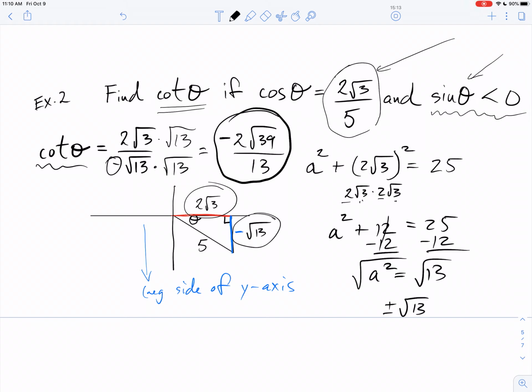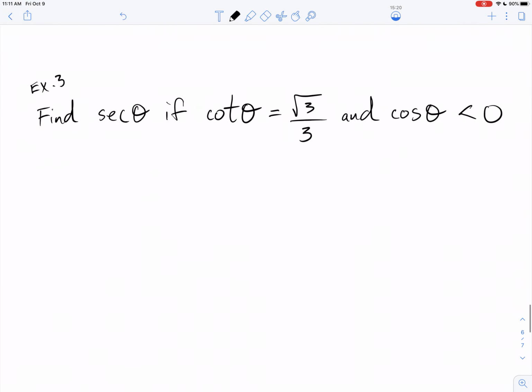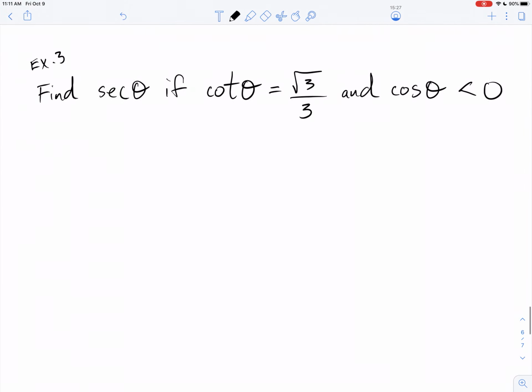Let's do our last example. And remember, you can pause this, you can rewatch this, you can do whatever you need to grasp it. And if not, you come back to the Zoom room and ask me.